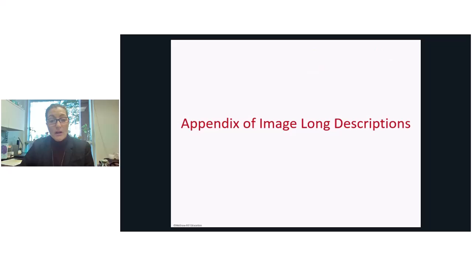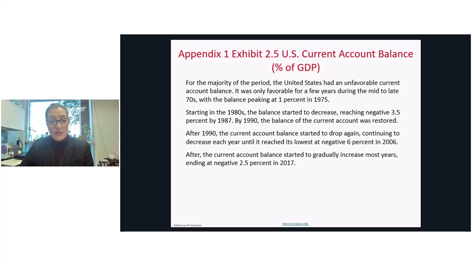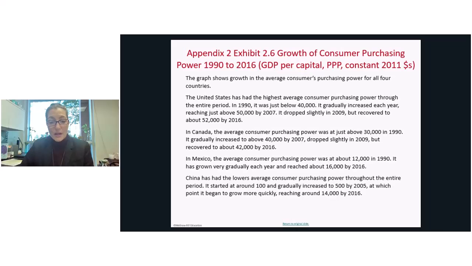Anyway, these last 2 slides give you long descriptions of the terms that are used in the chapter, and you're welcome to check that out.